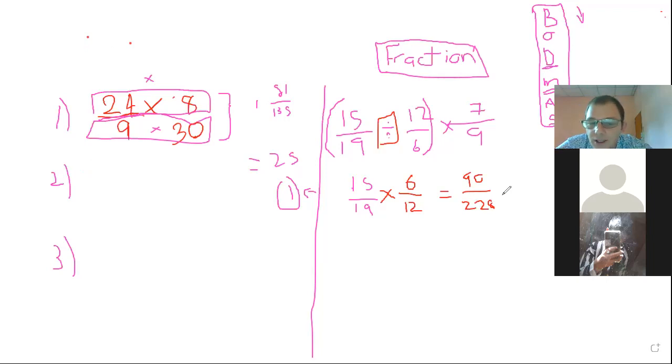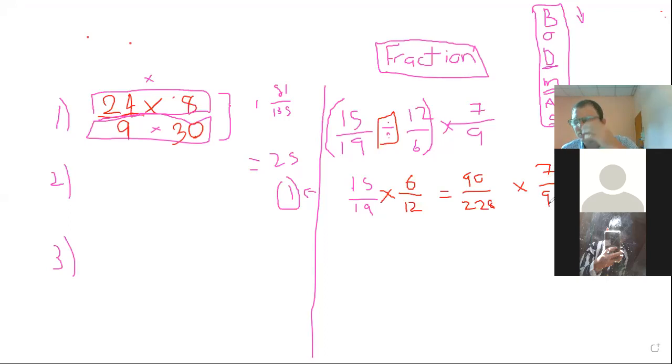Is that 228? Am I correct? Who can check for me? What is 19 times 12? Is it equal to 228? Of course. Teacher doesn't make mistakes. So this is now our new fraction. Now we have to also multiply the 7 over 9. But do you see how big the numbers are?